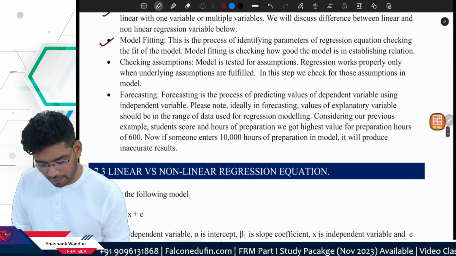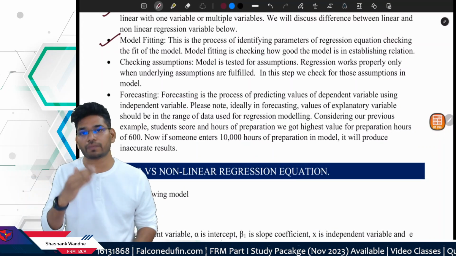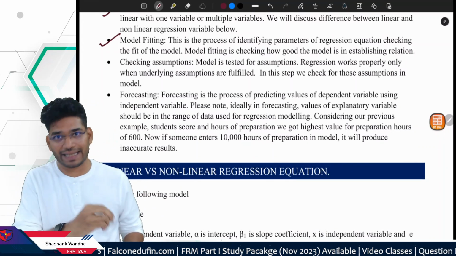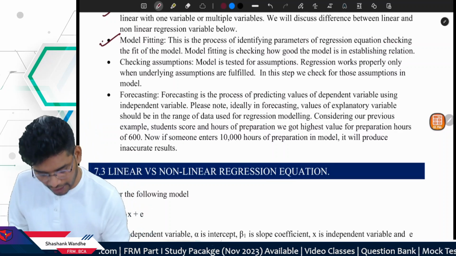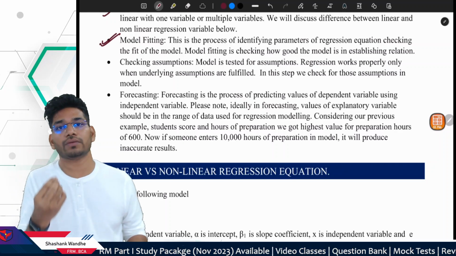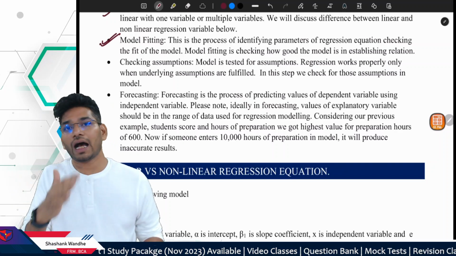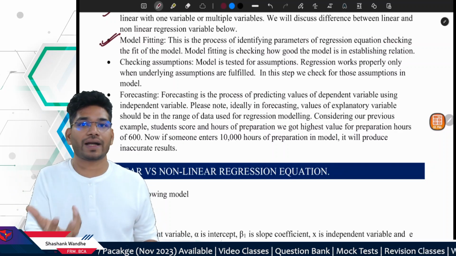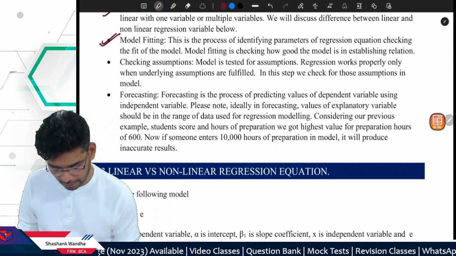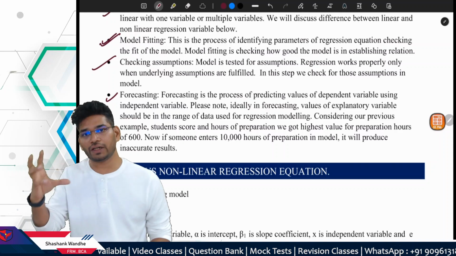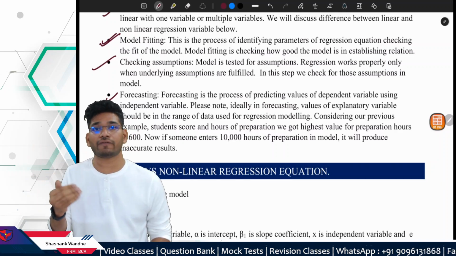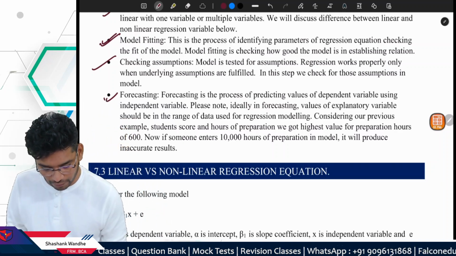So here then we have the model fitting. Model fitting means how good the x is predictor of y. Okay, so this is the meaning of model fitting. So we'll try to fit the model. We will see how good the model is, how good the explanation is provided by x for the y. So this is the basic meaning. Then we will do the assumptions checking. Assumption checking is we will use some assumptions for linear regression, and then we will check those assumptions, and then we will do the forecasting.